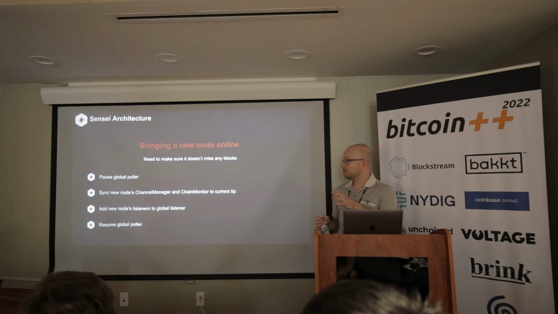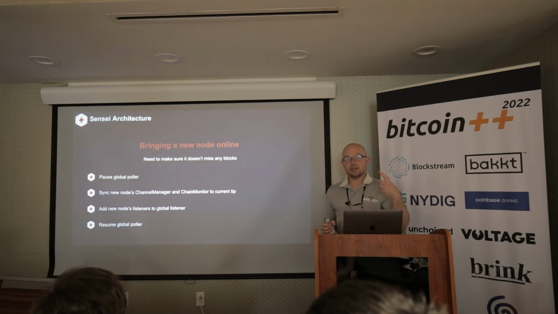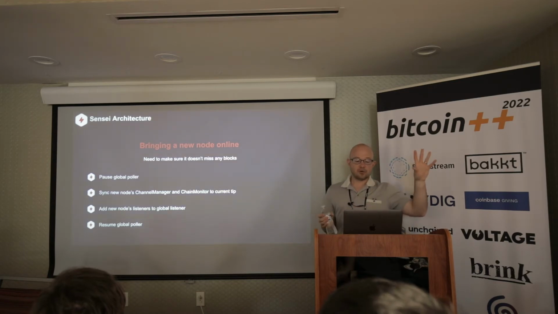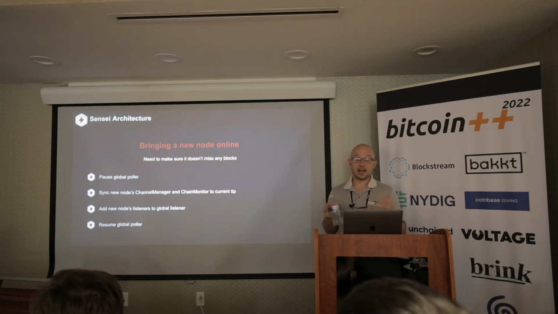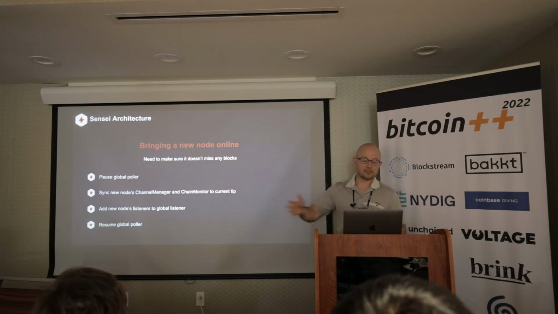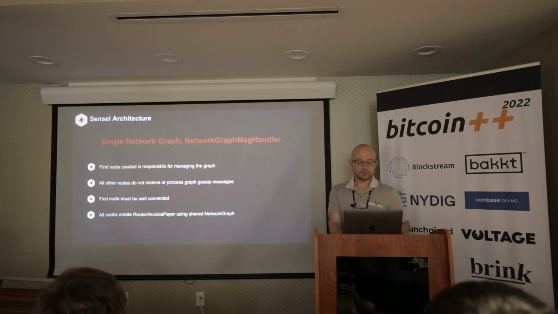There's sort of a bug potential here where you could miss a block because there's a global Polar constantly connecting new blocks. And when you start up a new node, you need to sync it to the current tip first. And so what you have to do is pause the global Polar so that the tip is sort of locked. It's not going to change. And then you bring that new node to tip, and then you can register that node with the global listener and then resume the Polar so that it can get updates going forward.